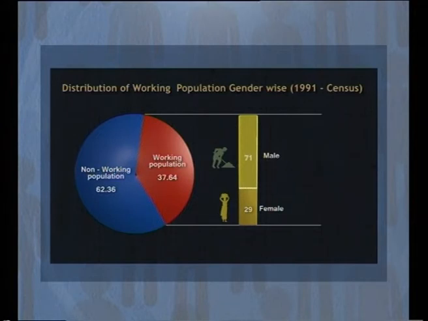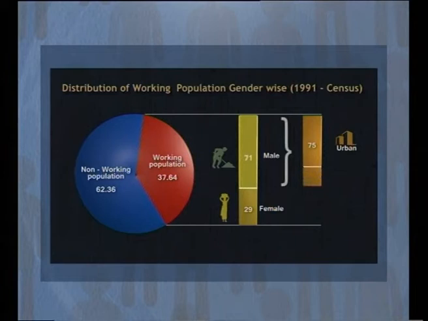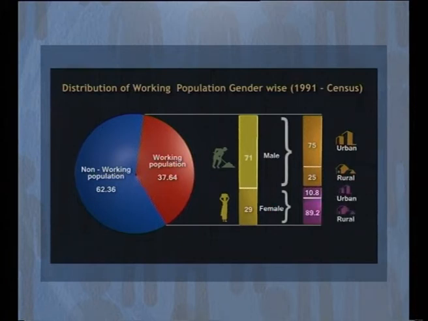The spread of male workers in rural and urban areas out of 223.5 million is about 75% and 25% respectively. Similarly, out of 91.4 million female workers, about 89.2% were in rural areas and 10.8% were in the urban workforce.